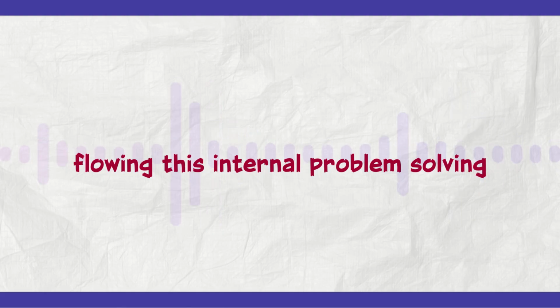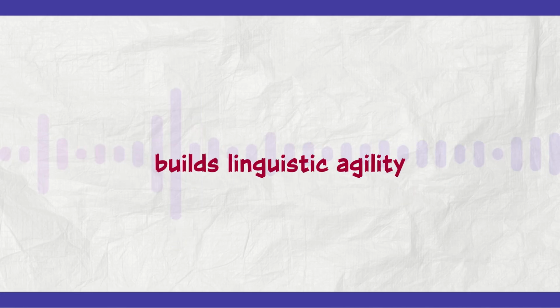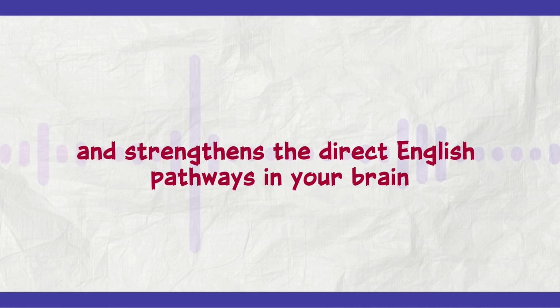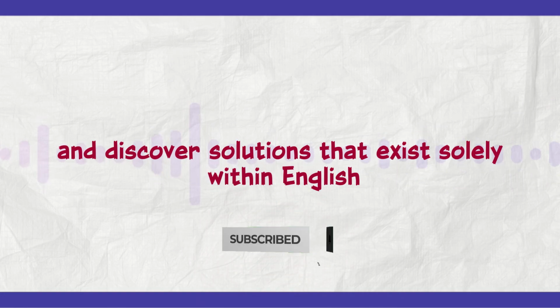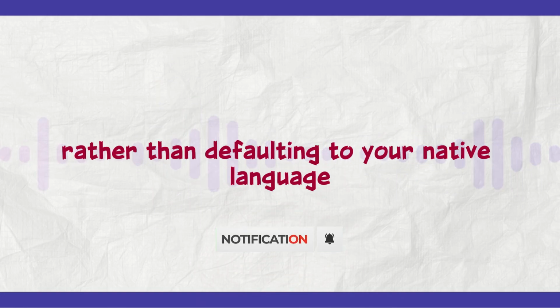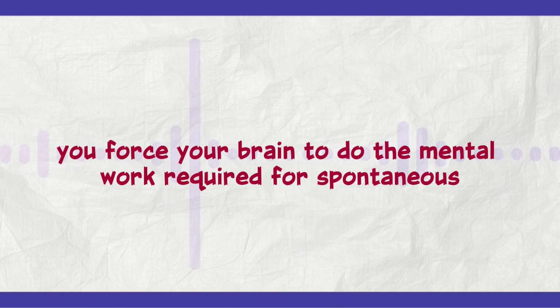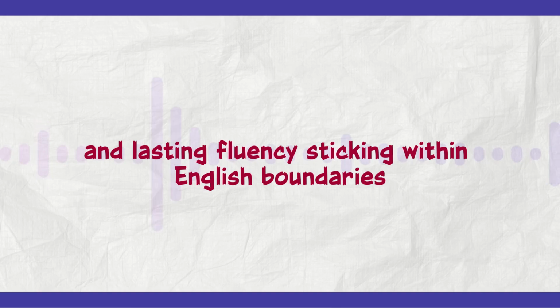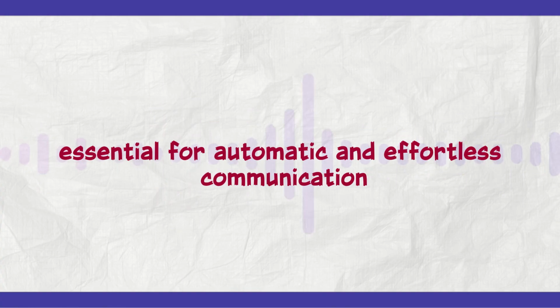This internal problem solving, where you find alternative ways to express an idea within English, builds linguistic agility and strengthens the direct English pathways in your brain. This approach trains your brain to be flexible and discover solutions that exist solely within English, rather than defaulting to your native language. By avoiding translation apps, you force your brain to do the mental work required for spontaneous and lasting fluency. Sticking within English boundaries builds the cognitive flexibility essential for automatic and effortless communication.